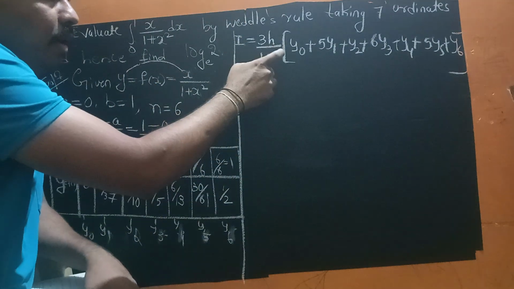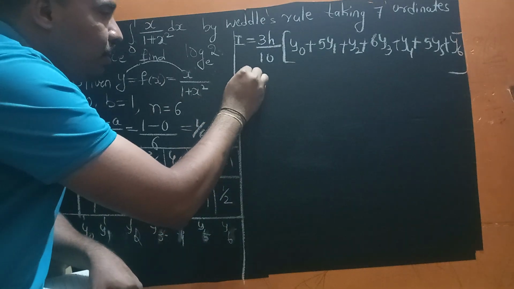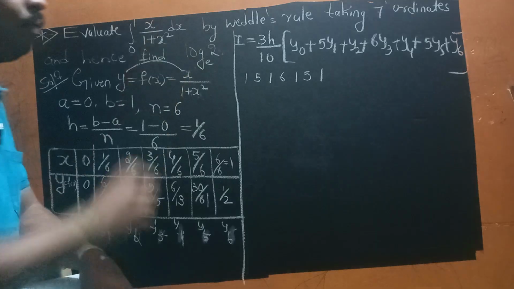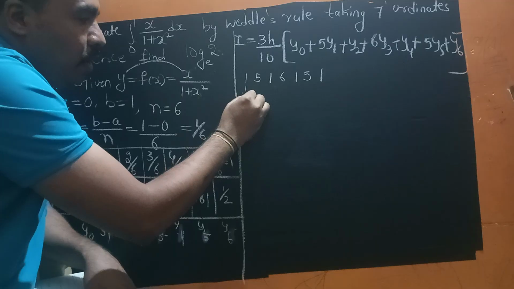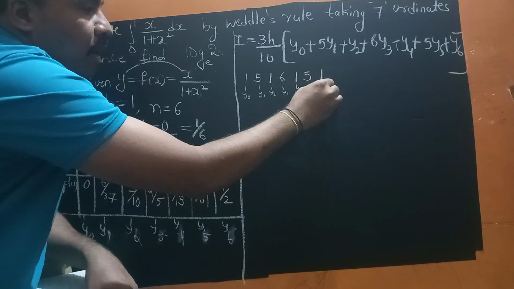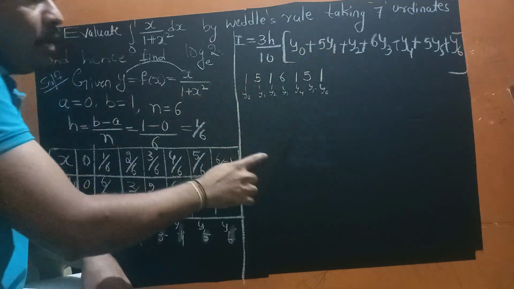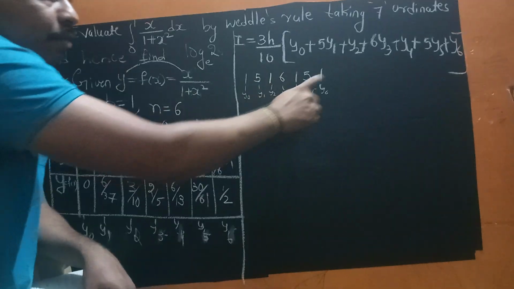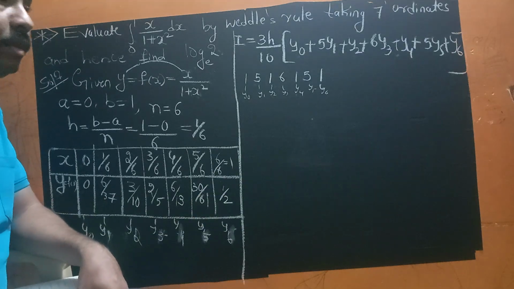So this is a very simple method, and you have to remember the trick. You have to remember these numbers: 1, 5, 1, 6, 1, 5, 1. Proper sequence: 1, 5, 1, 6, 1, 5, 1. If I multiply this with y0, y1, y2, y3, y4, y5, y6: 1 into y0, y0; 5 into y1, 5y1; 1 into y2, y2; 6 into y3, 6y3; 1 into y4, y4; 5 into y5, 5y5; and 1 into y6, y6.